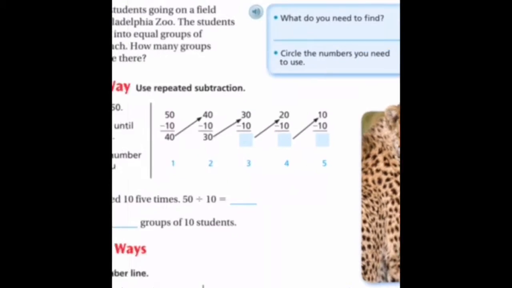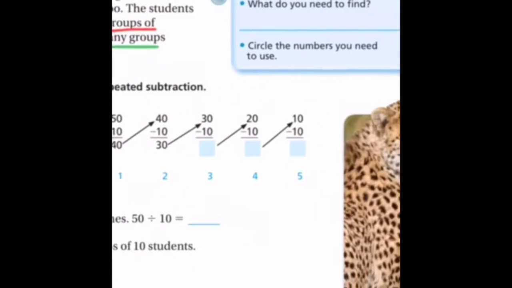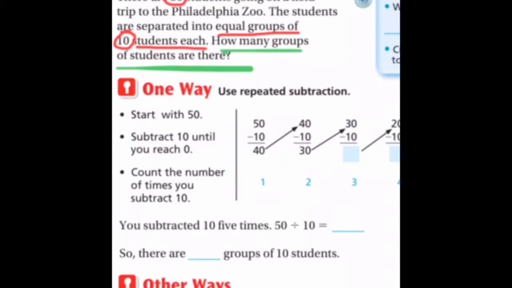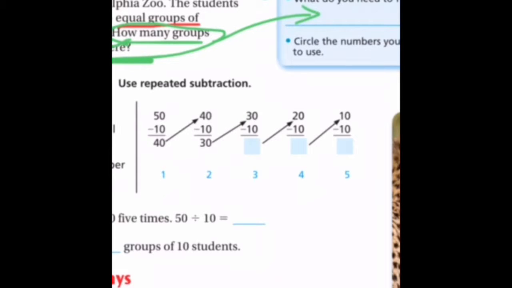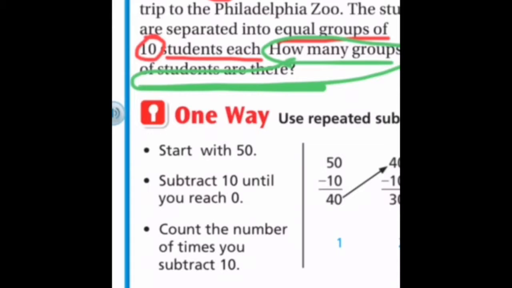Okay, here we go. There are 50 students going on a field trip to the Philadelphia Zoo. The students are separated into equal groups of 10 students each. And how many groups of students are there? So what do we need to find? Well, let's circle it. We need to find this question right here. How many groups of students are there? And then it says circle the numbers you need to use, and I already did that.